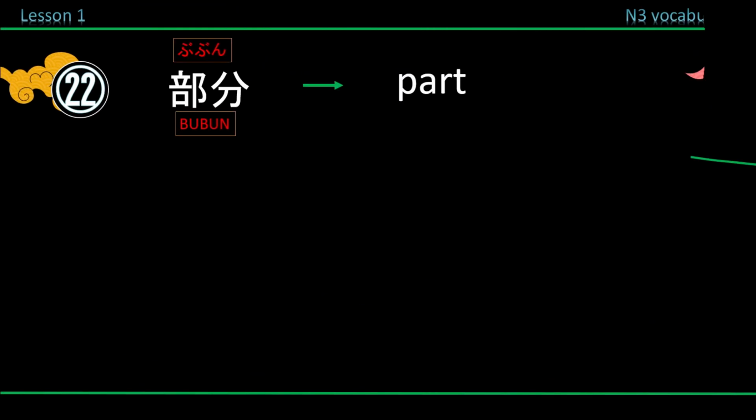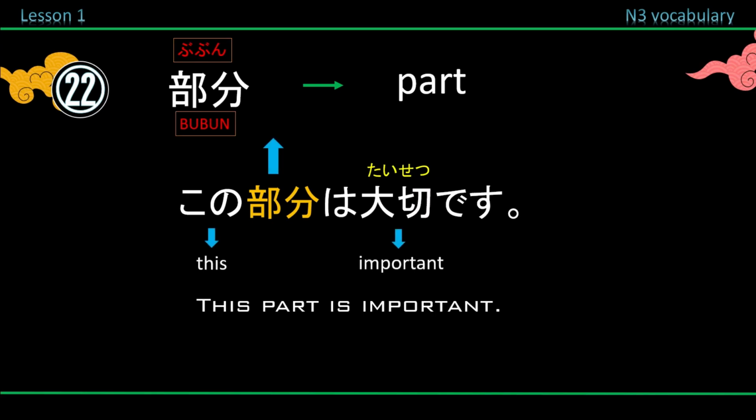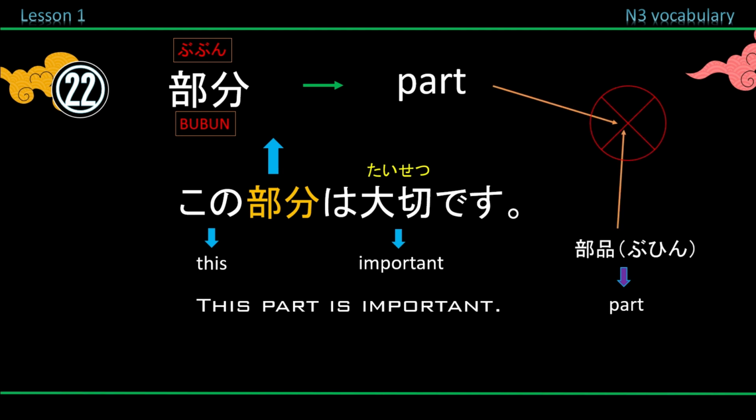Our next word is bubun. Bubun simply means part. So here is an example sentence. この部分は大切です. This means this part is important. Now, many people often confuse bubun and buhin. Bubun refers to a general part of something, while buhin refers particularly to a machine part or component. So make sure they are used in very different contexts.